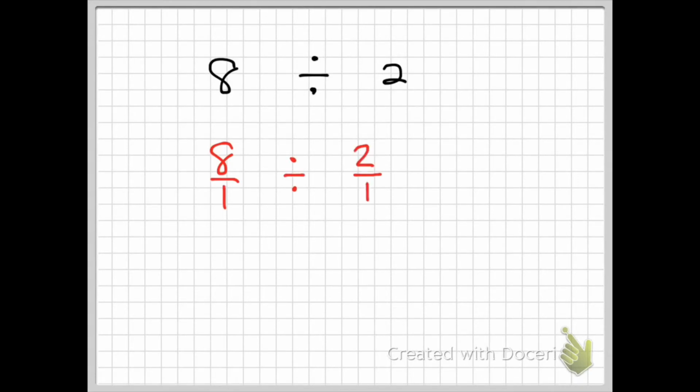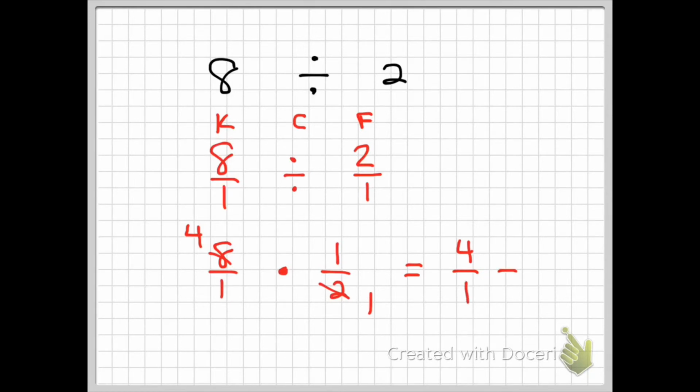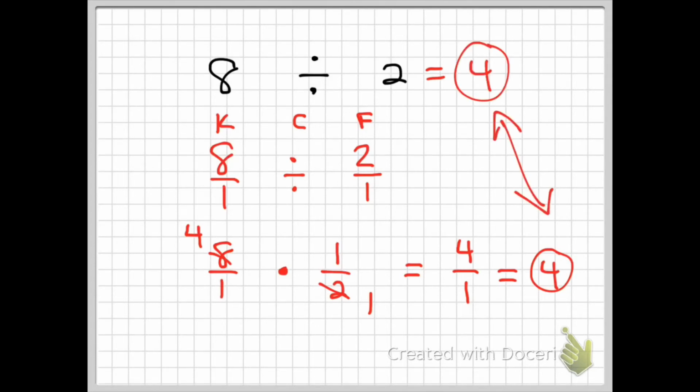All right, now we're going to apply what we just learned, keep, change, flip. So we have 8/1. Remember, that stays the same. This becomes multiplication. We flip this. All right, we can cross cancel using 2. 2 goes into itself once. It goes into 8 4 times. 4 times 1 is 4. 1 times 1 is 1. And look, 4. So that is your proof to show that both reasons work.